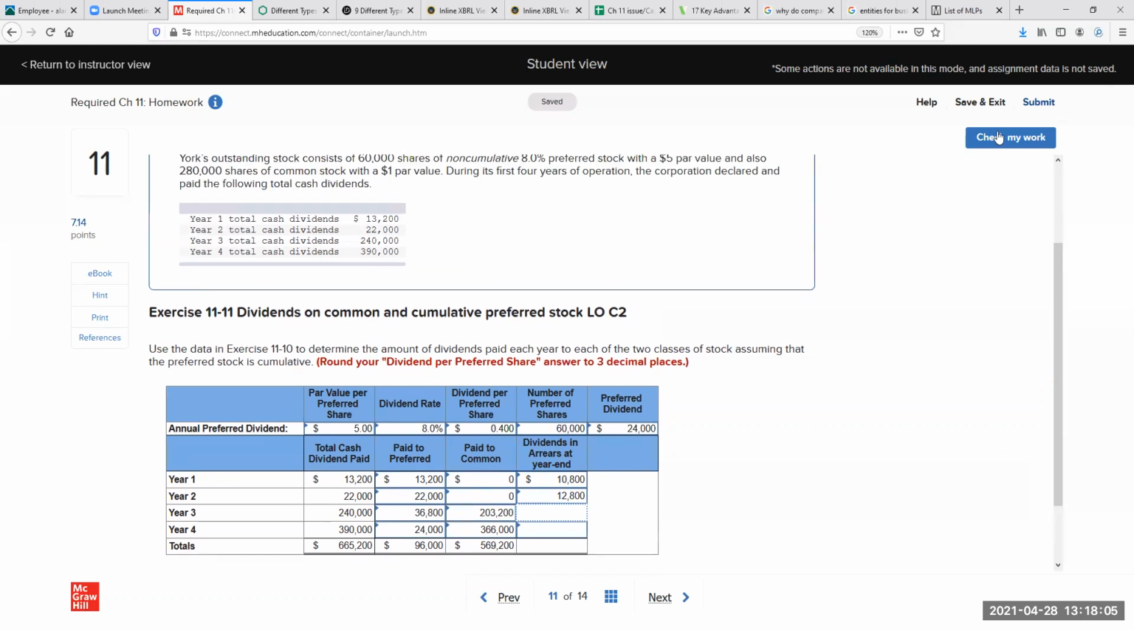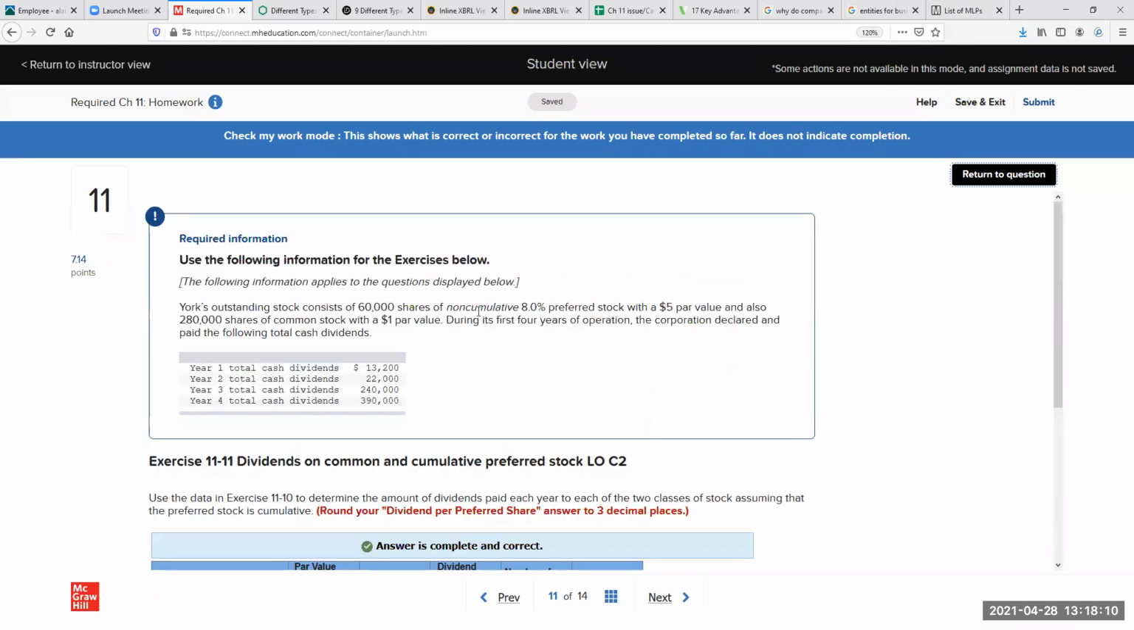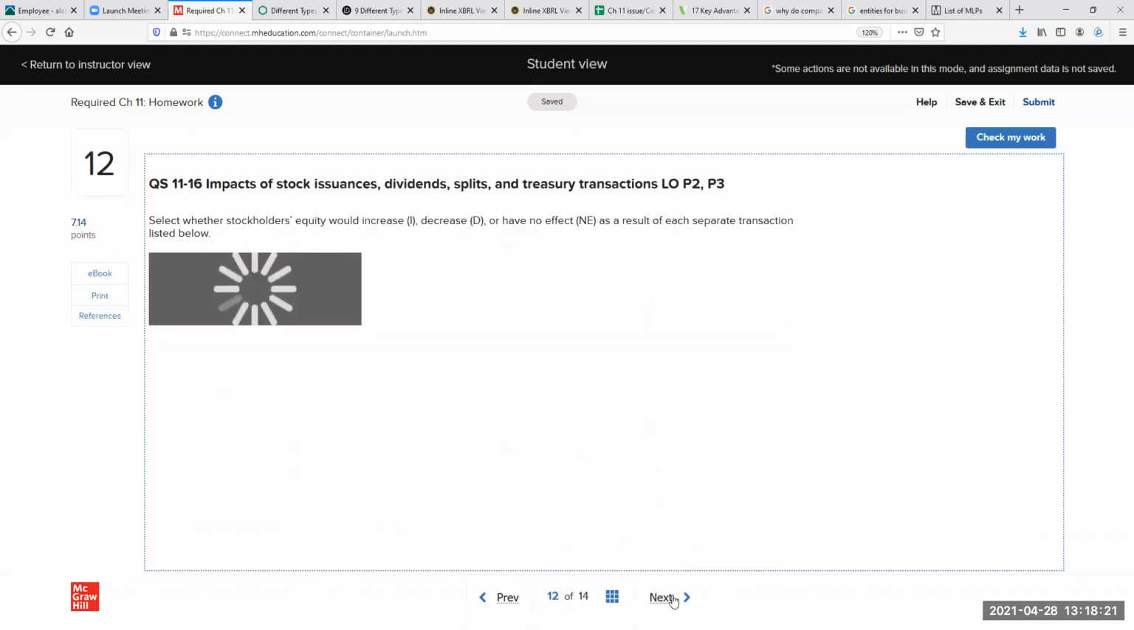So now let's check. All right, that's all it is. They set up here as non-cumulative, but for the purpose of the problem, they made it cumulative. So when it's cumulative, because you shorted them these 2 years, you didn't have enough money. They get it in that third year when you finally have enough.